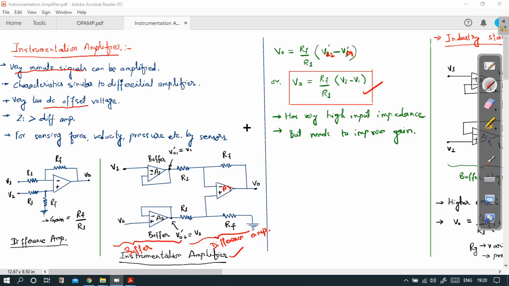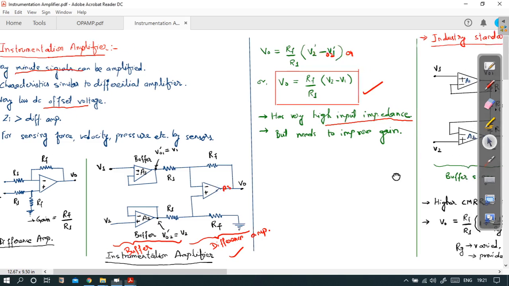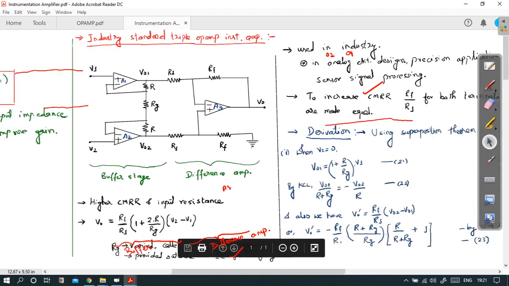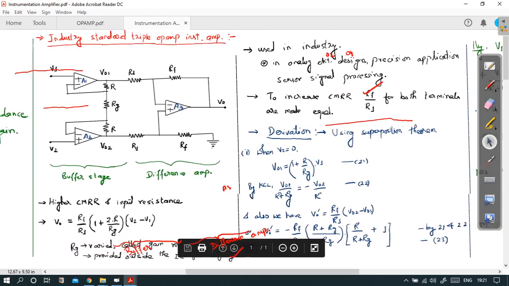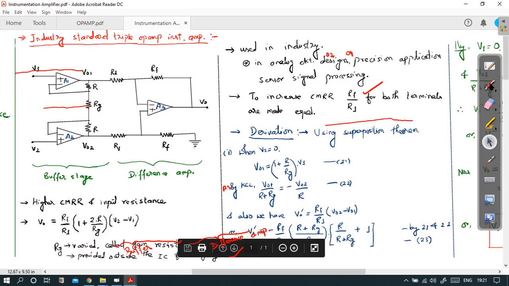The advantage that we get by doing this modification is that it gives you higher impedance as compared to the difference amplifier. And the gain is given by only a ratio of two resistance values. So some improvement is needed over this gain value. Let's see if something can be done on this.